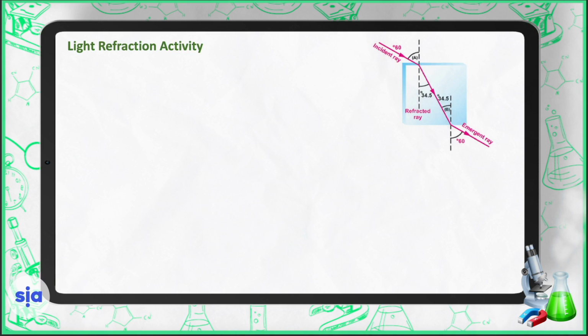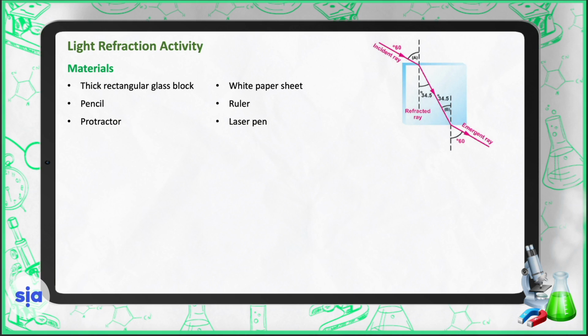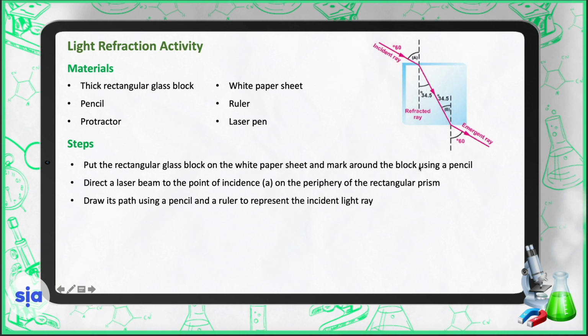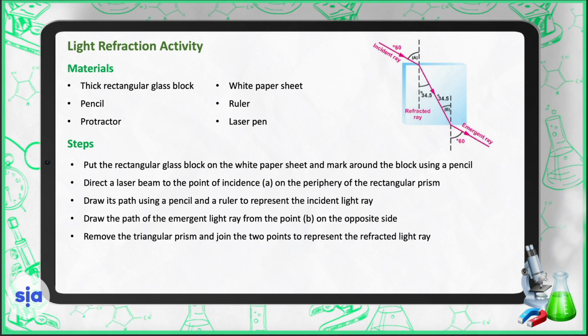Now let's see together this light refraction activity. We will need a thick rectangular glass block, a pencil, a protractor, a white paper sheet, a ruler, and a laser pen. Put the rectangular glass block on the white paper sheet and mark around the block using a pencil. You will direct a laser beam to the point of incidence, which is A, on the periphery of the rectangular prism. Draw its path using a pencil and a ruler to represent the incident ray. And then draw the path of the emergent light ray from the point B on the opposite side. Remove the prism and join the two points to represent the refracted light ray.